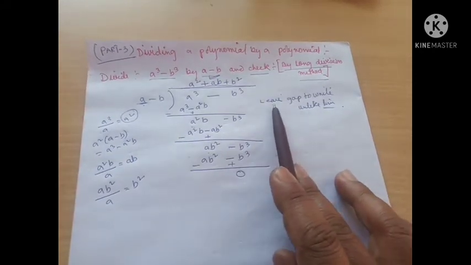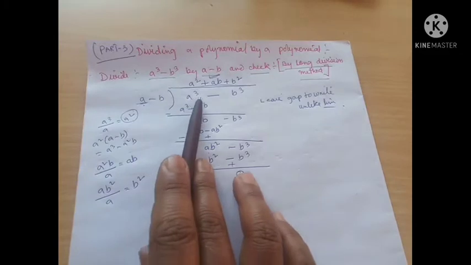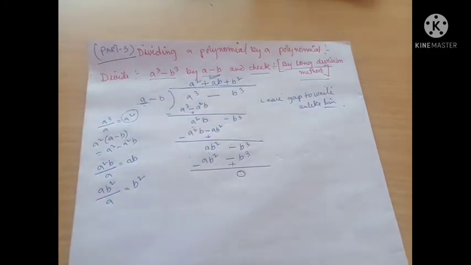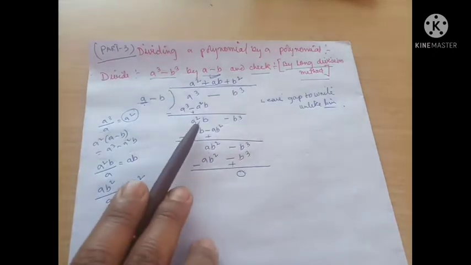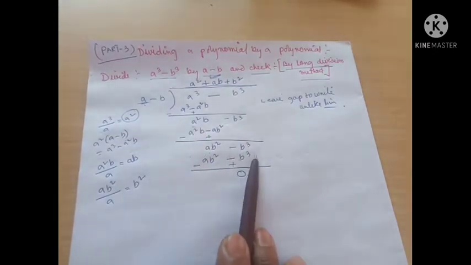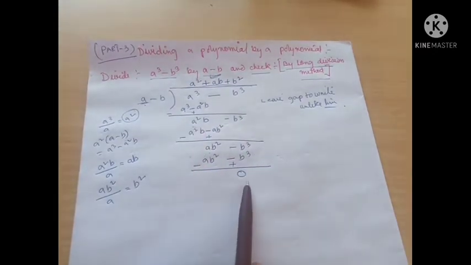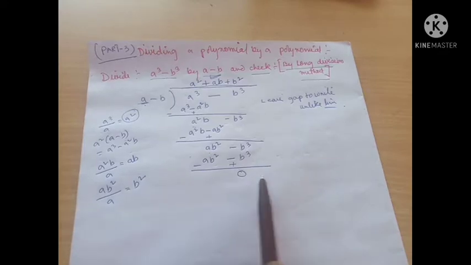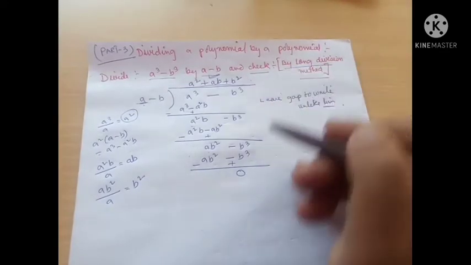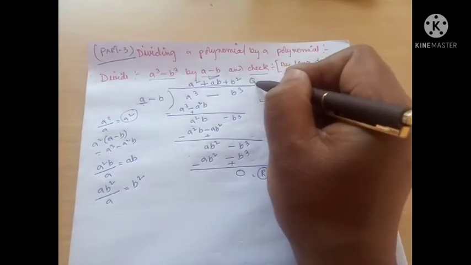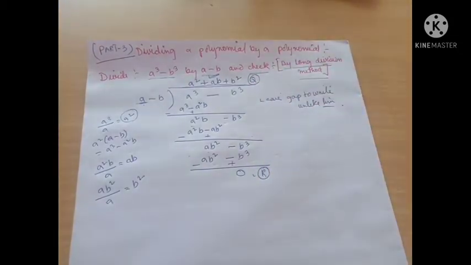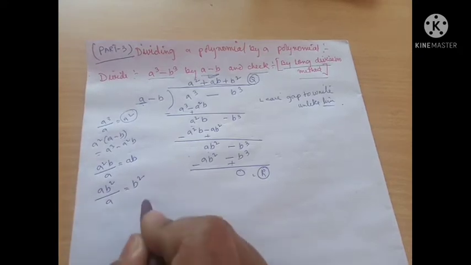Here, leave a gap to write the answer. We have to give the gap because we are not getting this B cube. So we have to give the gap to get the answer B cube also, to get the remainder zero. Understand? So again, we are getting these two answers. We are getting the remainder zero and the quotient is A square plus AB plus B square. Understand?